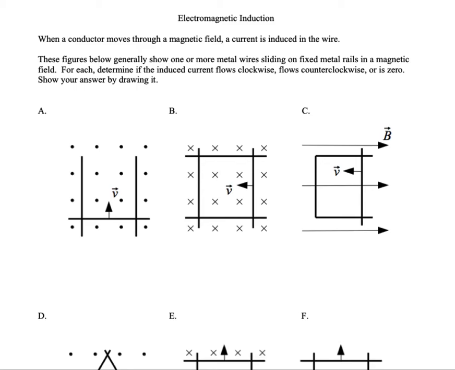When a conductor moves through a magnetic field, a current can be induced in the wire. The figures below show one or more metal wires sliding along fixed metal rails in a magnetic field. So all the bold lines are conducting materials. We want to determine if there will be an induced current. Would it flow clockwise or counterclockwise?